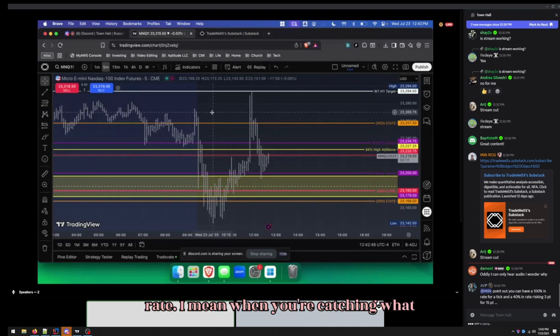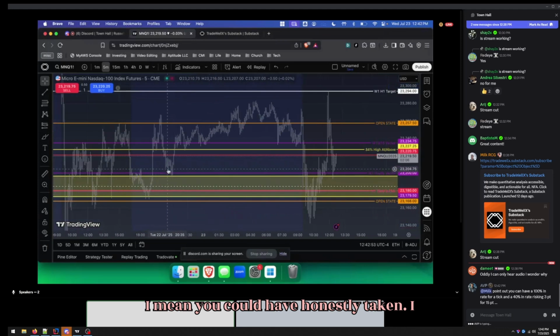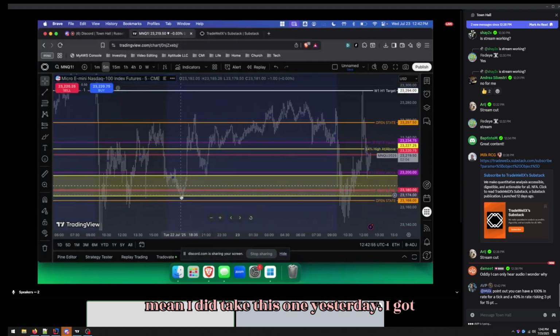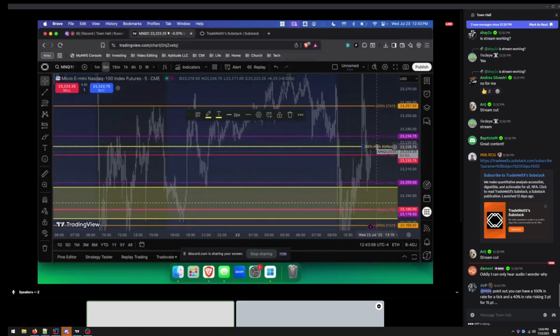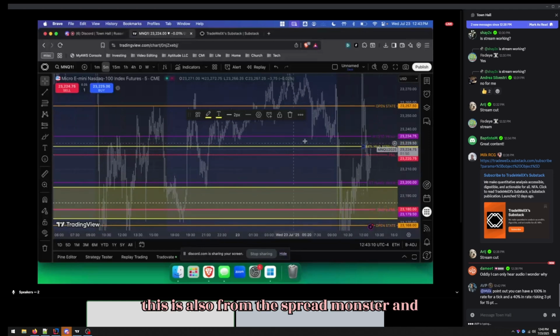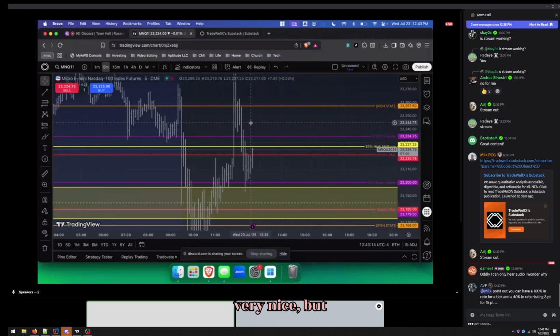A 51% win rate, I mean, when you're catching what? You could have honestly taken, I did take this one yesterday. I got in at 175 because it was right above. And this flew. I got out at this high. But this is also from the spread monster, and that's an overnight move. I mean, that was very nice.